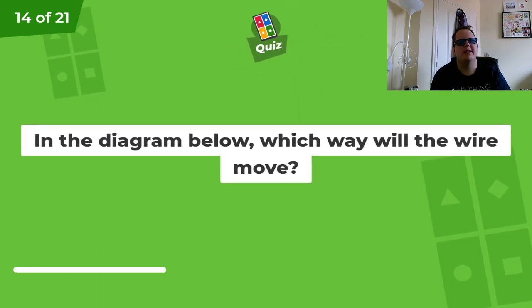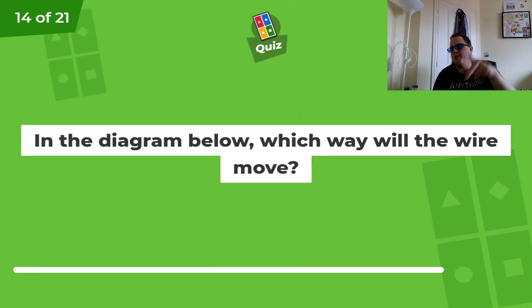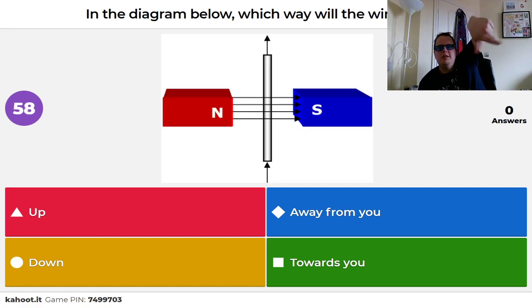Okay, so quiz in the diagram below. Which way will the wire move? So we're now using Fleming's left-hand rule. So you need to hold your hand in the right direction, and that will tell you which way this wire will move.